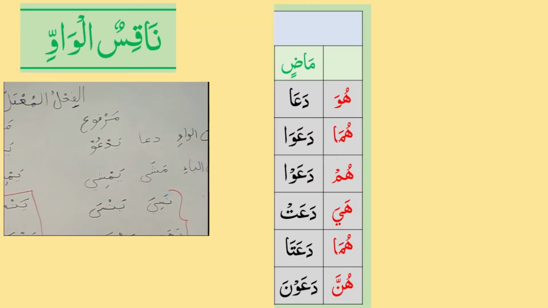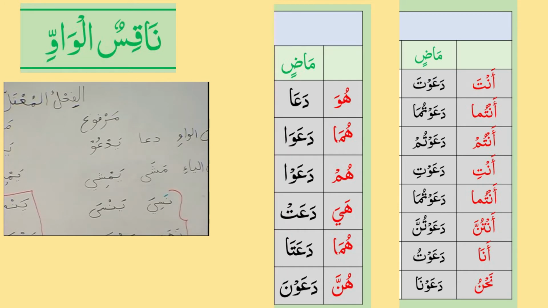Da'a, da'awa, open up. And then in the hum, da'aw. Alif, which was actually waw, dropped. And then da'at, da'ata, and then da'awna, da'awta, da'awtuma, da'awtum, da'awti, da'awtuma, da'awtunna, da'awtu, da'awna. Say it all, brothers and sisters. Say it. Make an effort and say it loudly. Okay? Fine.